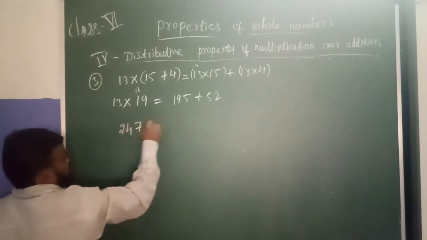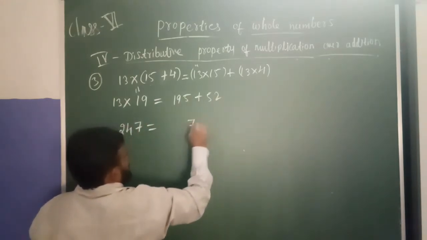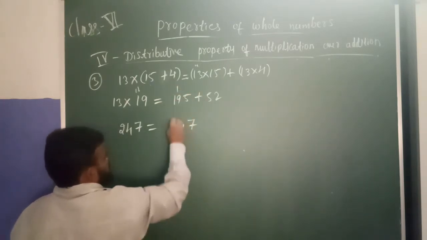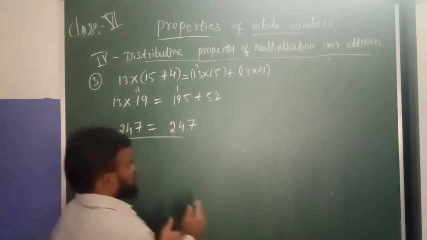That is 24. It is equal to 5 plus 2 is 7, and 9 plus 5 is 14. Carry 1, and carry 1 plus 1, that is 2. Both are equal.